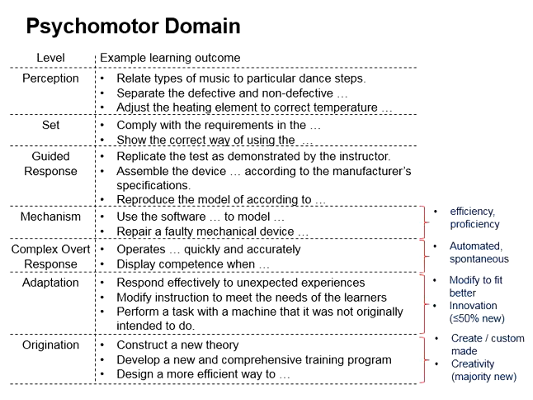Next, let us look at the example of different taxonomy levels under the psychomotor domain. We have 7 levels of taxonomy. Let us look at the first level, which is the perception. These are the examples. Relate types of music to particular dance steps. Separate the defective and non-defective sampling. Adjust the heat element to the correct temperature.